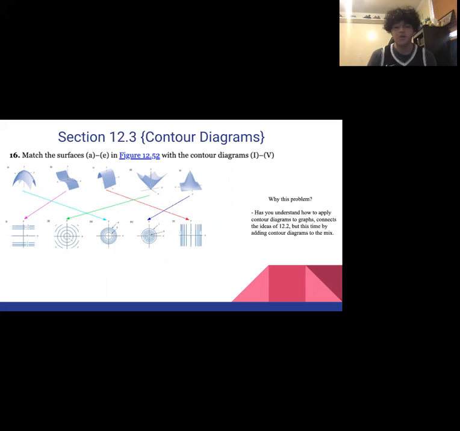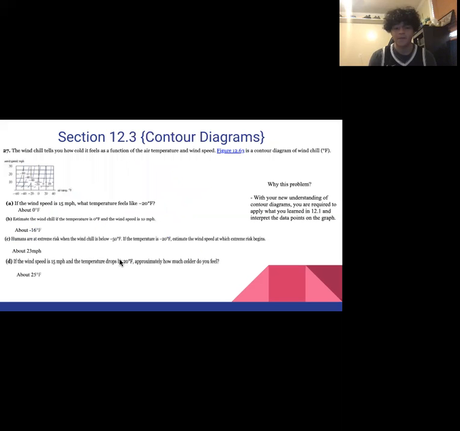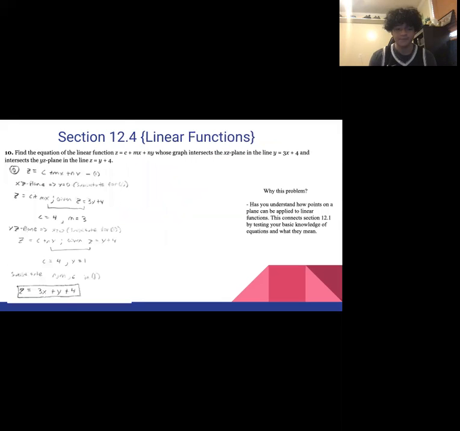For example, question 16 makes you match the diagrams with their respective contour diagrams. However, this section does more. Not only does it introduce contour diagrams, it teaches you to interpret what those diagrams would look like in real-life applications by using data. A good example of this is question 27, where you must use the contour diagram to interpret the data and convey what these points on the diagram represent. Overall, section 12.3 is extremely important to know and understand.